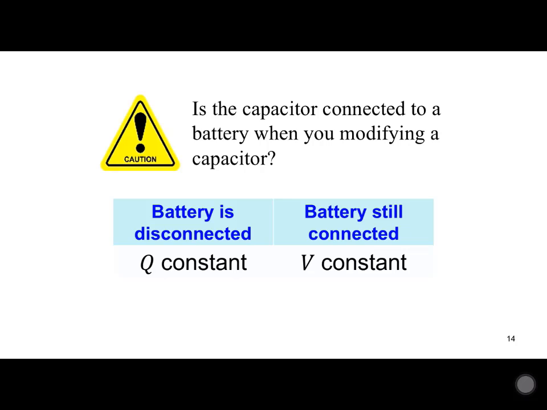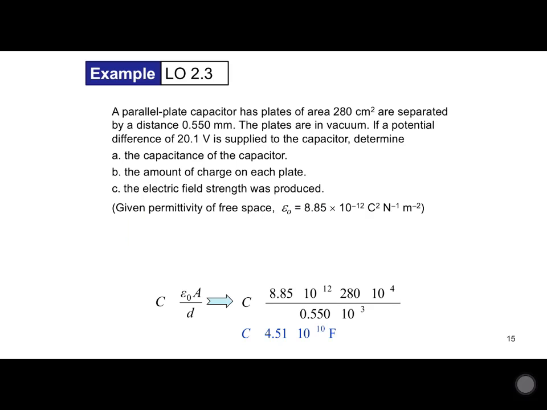Okay, so we have two cases: the capacitor is disconnected from the battery, or it is always connected. When it is disconnected, we will have a constant charge. When it is connected, we will have a constant voltage. Let's look at the example.